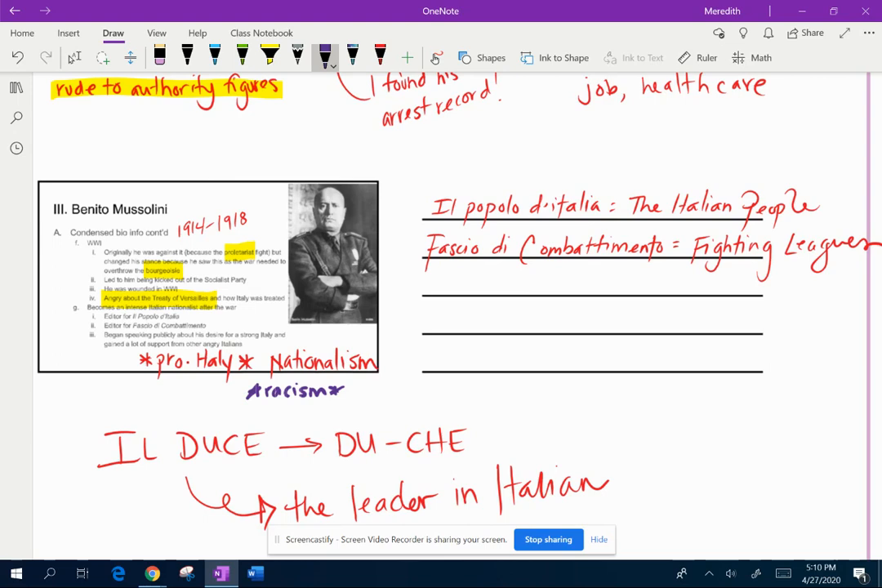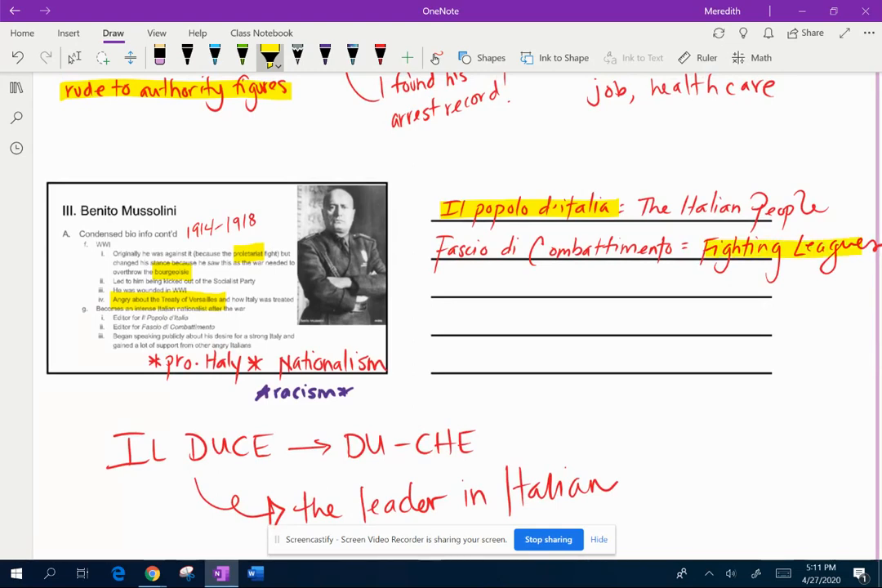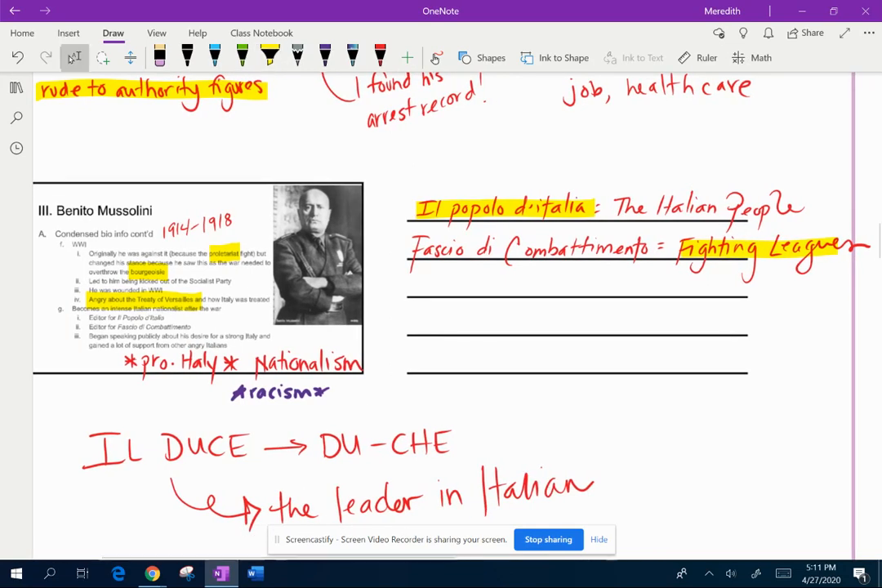Okay. And so while he's undergoing this transformation into a nationalist, he's going to be an editor for Il Popolo d'Italia. And so I've got the translation over here for a newspaper called The Italian People. Once again, that's a very nationalist sounding name. And then another one is the Fascio di Combattimento, and that just means the fighting leagues. And so that also suggests nationalism, but it really actually just suggests let's use violence for change.